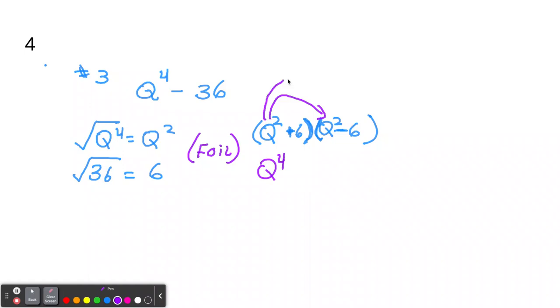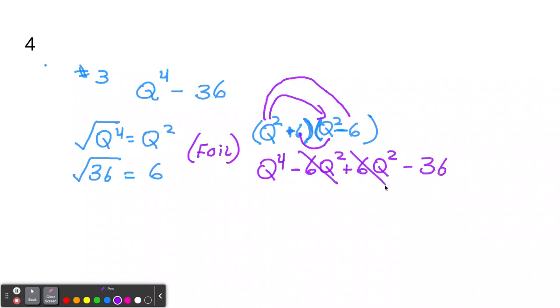The outside term, q squared times negative 6, will give us minus 6q squared. Then we have our inside term, 6 times q squared, which will give us plus 6q squared. And then the last term will be positive 6 times negative 6, which gives us negative 36. And these two will cancel out. A positive and negative will cancel out in like terms. And we checked, and it came out what we wanted.